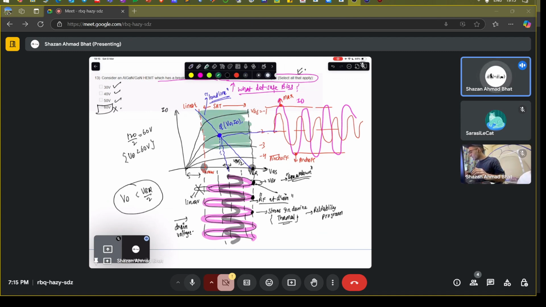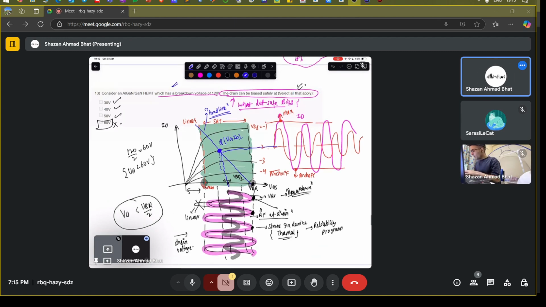So that all of your voltage swings, which are at microwave frequencies, stay in this region. You don't want them to escape into breakdown or the linear region. That is the concept of this question.